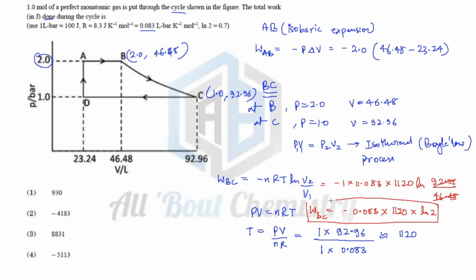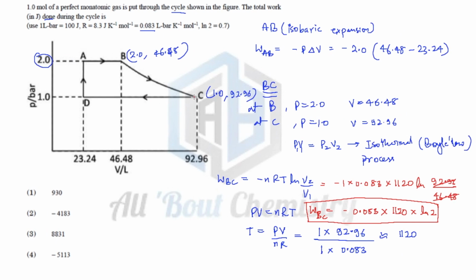So we calculated the work in two different processes, AB and BC. Next we have to calculate the work for the CD process. I'll do that in the next slide because I don't have space here on the screen. Looking at the process C to D, again you can see that this process is isobaric, because the pressure is constant, and this is now going to be a compression. So it's isobaric compression.